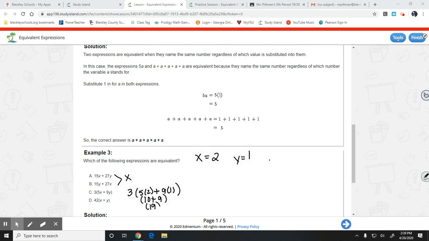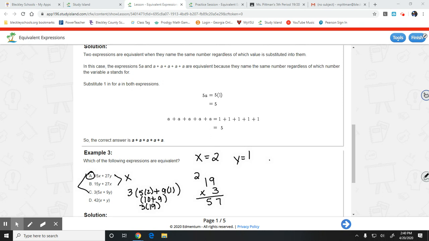So we're going to have 3 times 19. I can't do that in my head, so I'm going to multiply it like this. 9 times 3 is 27. 3 times 1 is 3, plus 2 is 5, which gives 57. Do you remember that's what we got for A? So it looks like these two are going to be equal to each other.